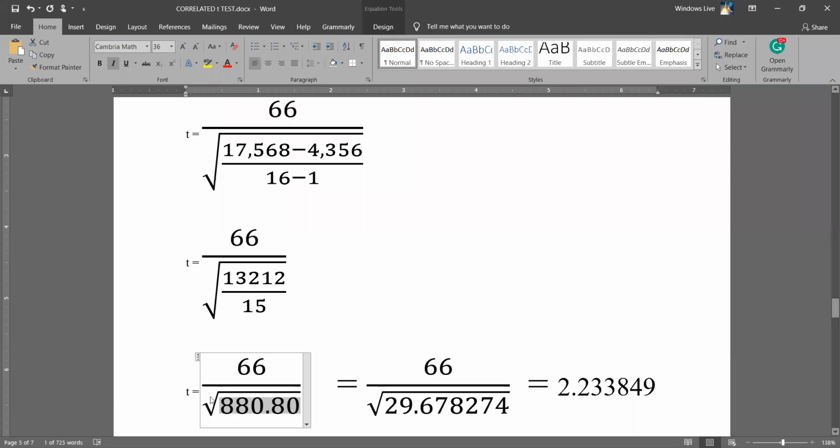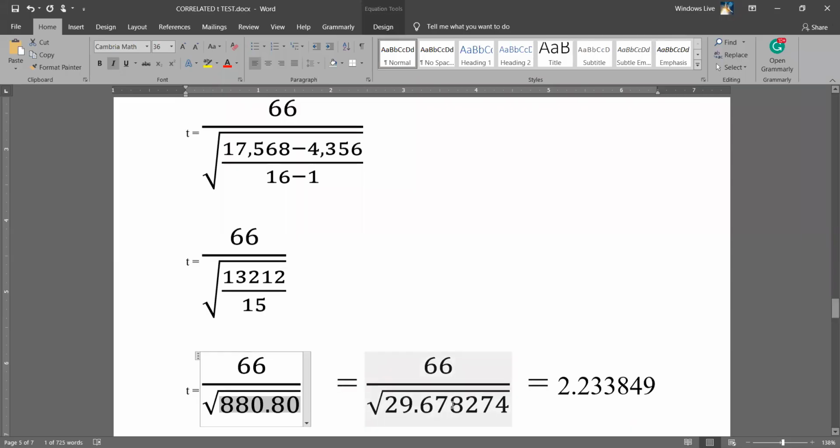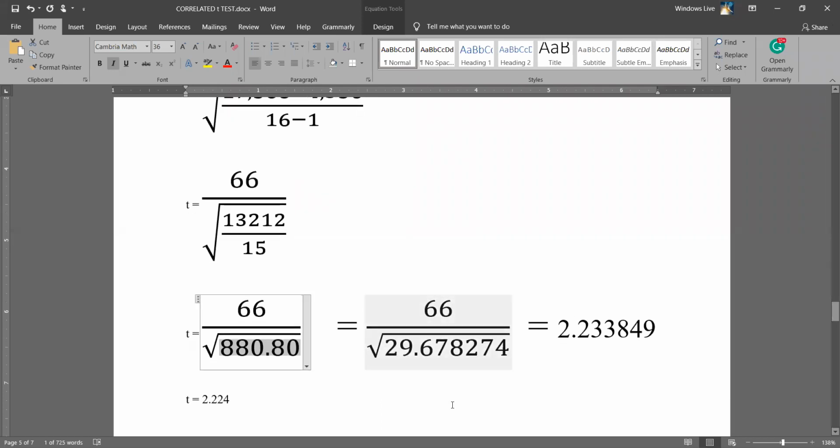Then you find the square root of it. So when you find, sorry, there should be no square root here. So it should be 66 over 29.6782.